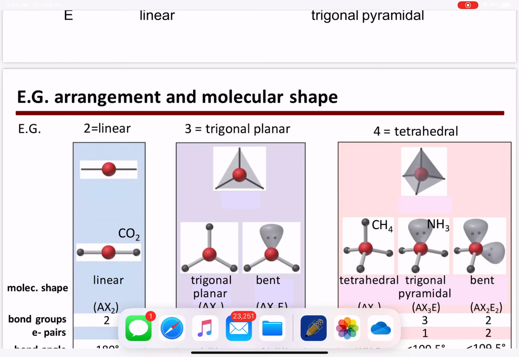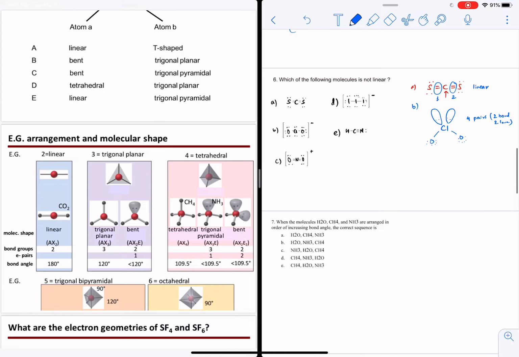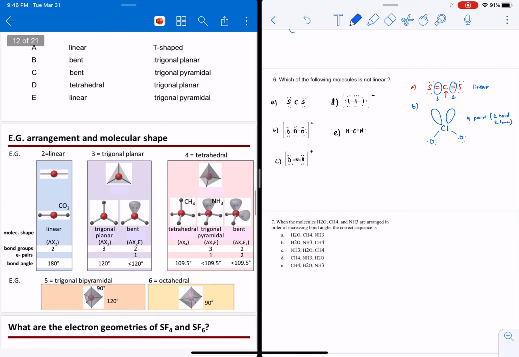Let's do it. So if you see, for 4 pairs, it will form something as a tetrahedral structure, and the molecule won't be linear. Definitely it won't be linear. Why? Because if you see in the 4 part, it's written molecular shape, it's bent.